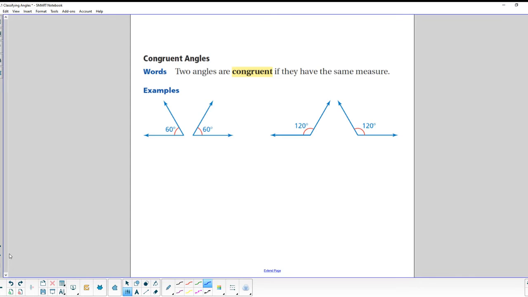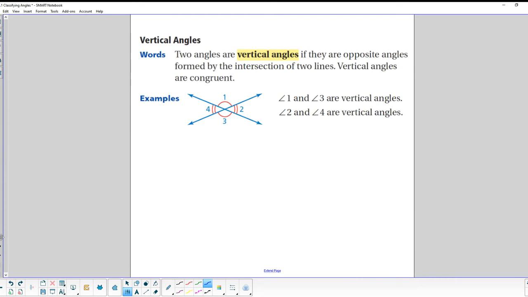So two angles are considered to be congruent if they have the same measure. So that's a really important one. A lot of the problems we're going to do deal with looking to see if angles are congruent. So even though these two are kind of in reverse order from each other, you'll notice that they both have 60-degree angles, which means they are congruent, as well as these two 120-degree angles over here. Okay, another definition for your notes. Two angles are vertical angles if they're opposite angles formed by the intersection of two lines.